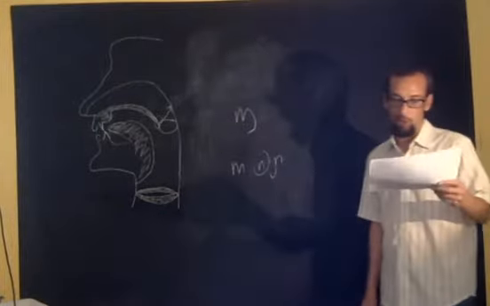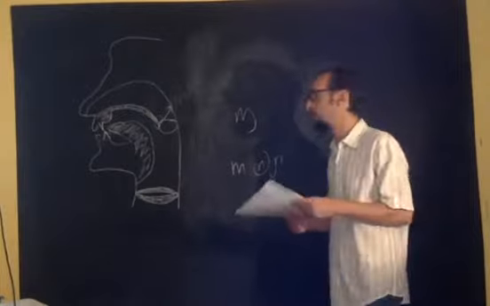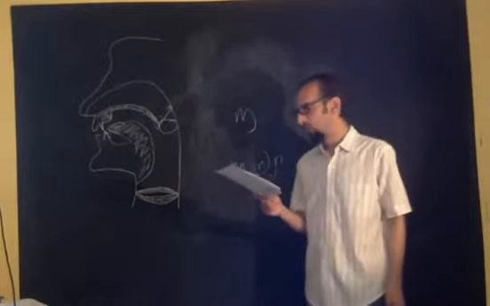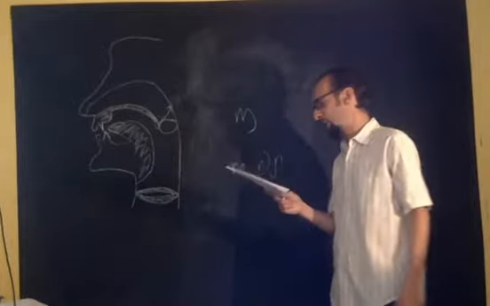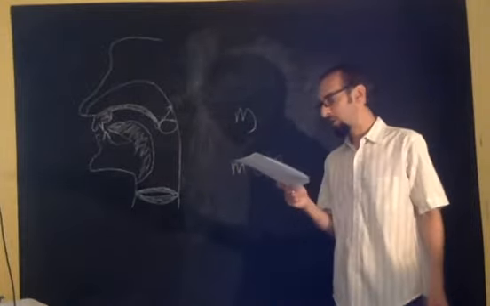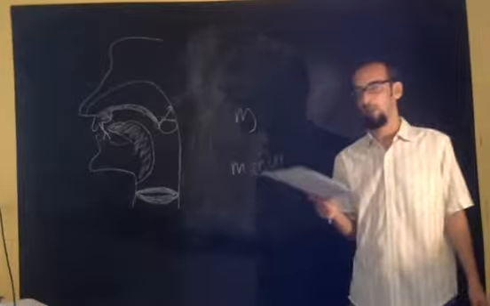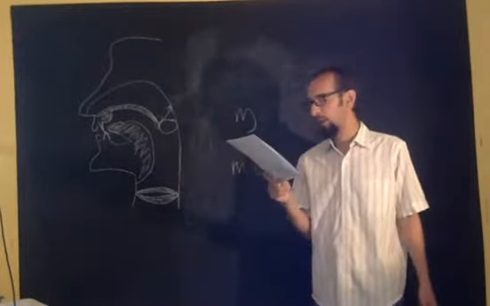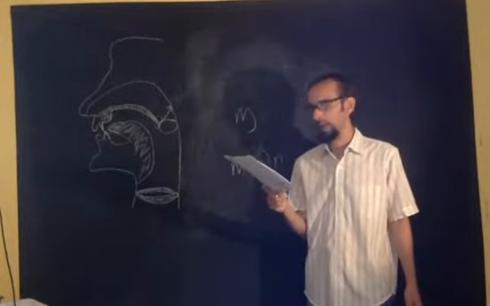And fricatives occur at virtually every place of articulation. So English is pretty rich in fricatives. We have voiceless and voiced fricatives at the labiodental, interdental, alveolar, and postalveolar places of articulation. Those pairs would be voiceless f, th, s, and sh.